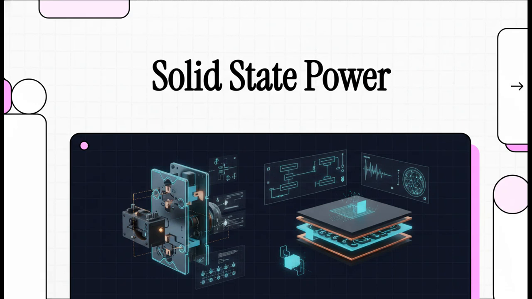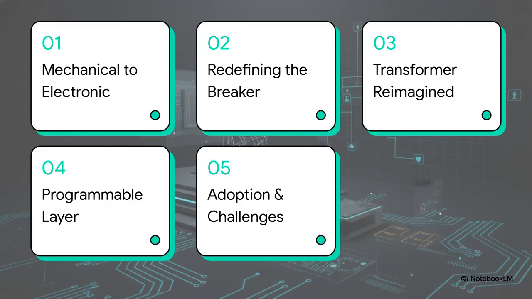For over a century, electricity has been controlled by physical, moving parts, electromechanical switches. That is now changing. We're shifting to a system based entirely on semiconductors. This is the transition to solid-state power. Our analysis will cover 5 sections.